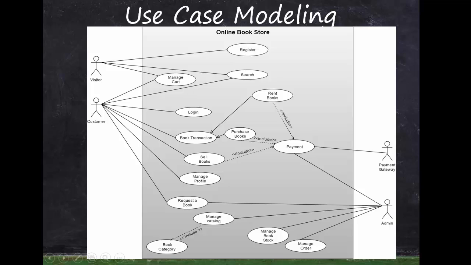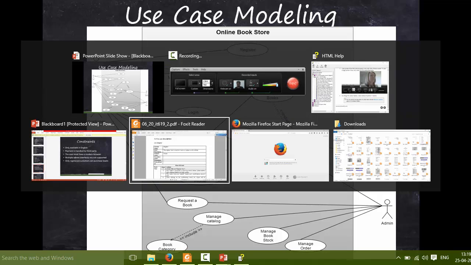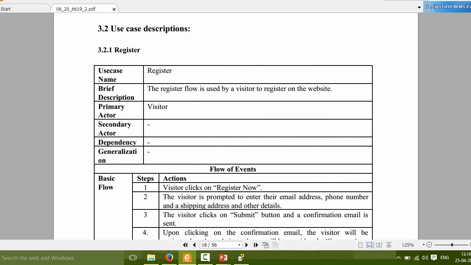And coming to the payment gateway, it is usually involved when the customer purchases or rents a book, or the customer sells a book to us, and the admin is linked because the admin can authorize the payment. Okay, so this is the main use case model of our system. I'll also be explaining some of the use case descriptions here.